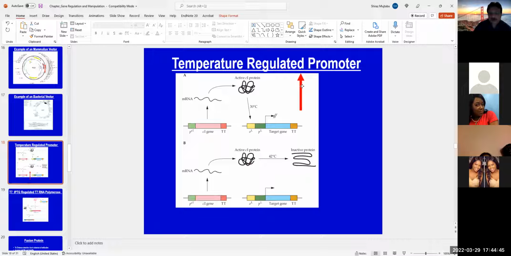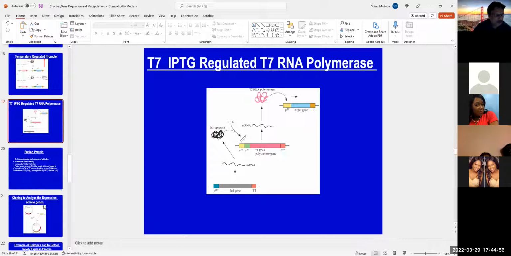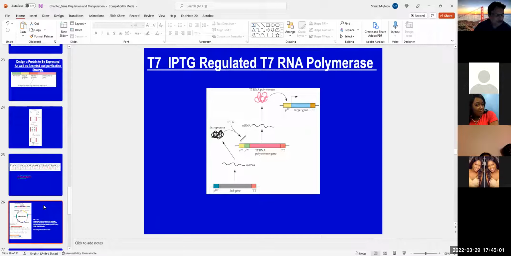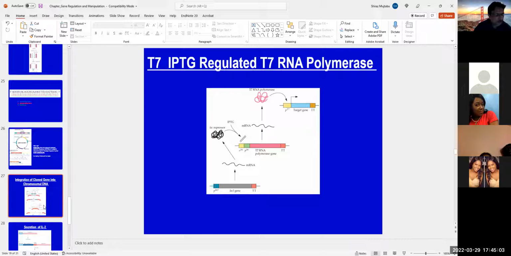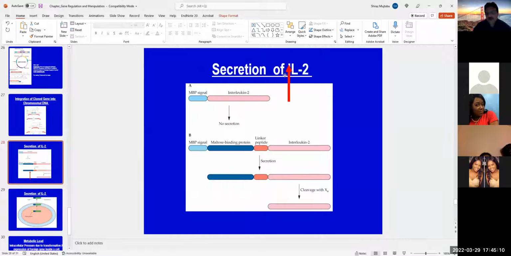So temperature regulated. So promoters can be regulated by lactose. They can be regulated by temperature. And IPTG also. So these are some of the examples of protein expression. Now I would come to IL-2. IL-2 is one of the major proteins. It is called interleukin-2. This is a major protein that helps in immunity.